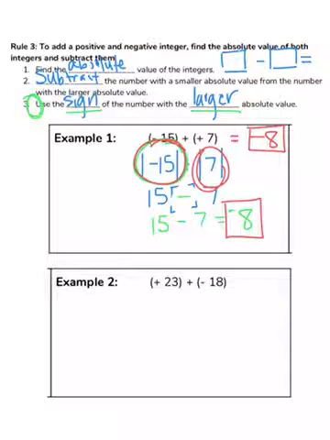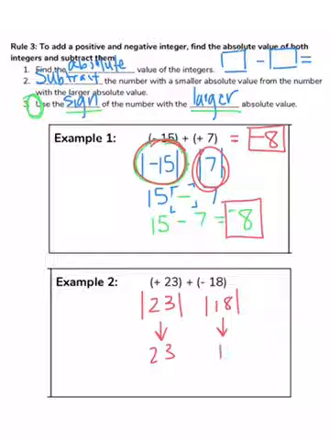Let's take a look at example 2. In example 2, again, we're going to find the absolute value of 23, and we're going to find the absolute value of 18. The absolute value of 23 is 23. The absolute value of 18 is 18. I'm going to subtract 23 minus 18. When I subtract 23 minus 18, I get 5.